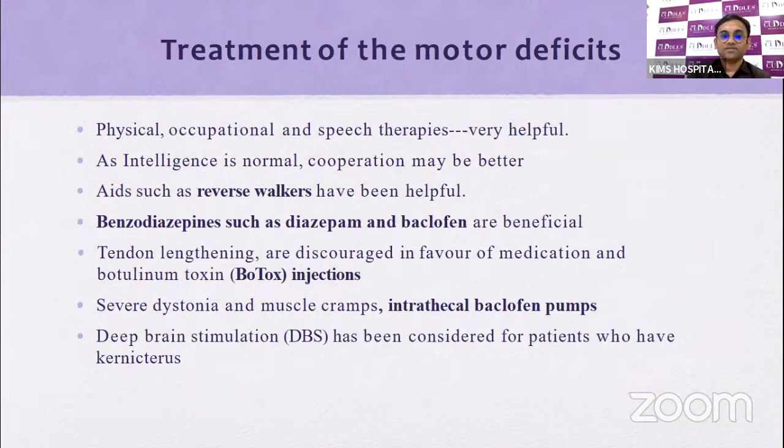For the motor deficits, physical and occupational therapies are very helpful. As intelligence is normal, we can have better cooperation from the babies and patients. We can use reverse walkers, which have been very helpful in this kind of patient. Benzodiazepines such as diazepam and baclofen are beneficial in decreasing the tone and preventing cramps. Tendon lengthening is usually not advisable in these babies who have hypertonia with contractures. We can use botulinum toxin, and with adequate physiotherapy and occupational therapy, the babies can have better outcomes.